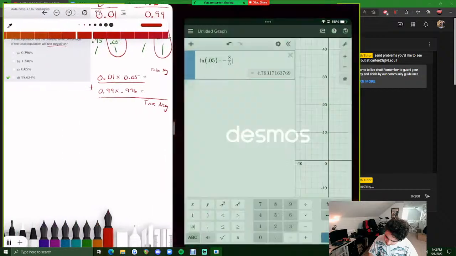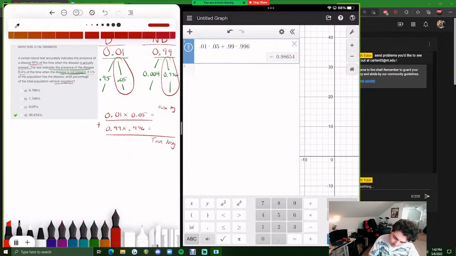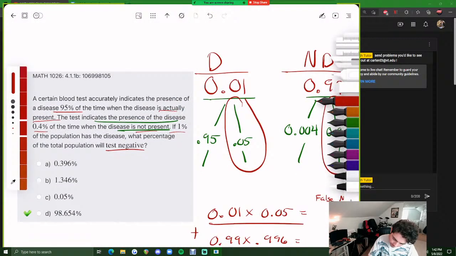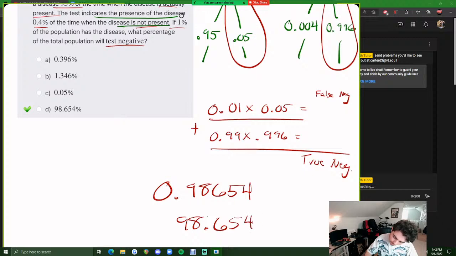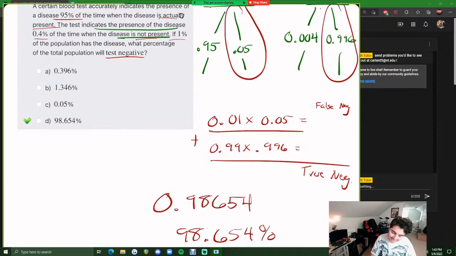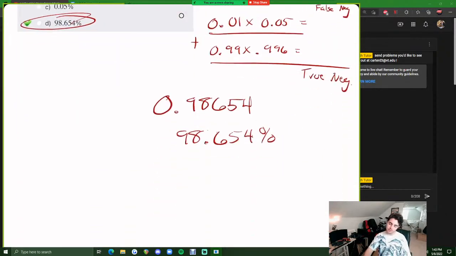We'll keep it rolling. 0.01 times 0.05 plus 0.99 times 0.996. That'll give us 0.98654. So 0.98654 as a decimal, then of course as a percentage, 98.6-ish%. All right, hope this tree diagram situation is helpful.